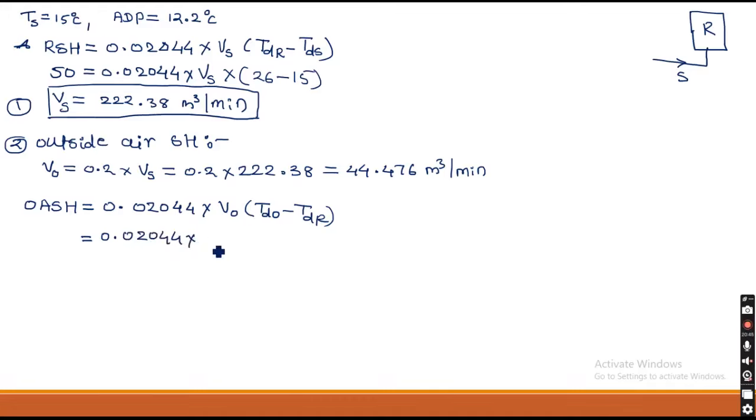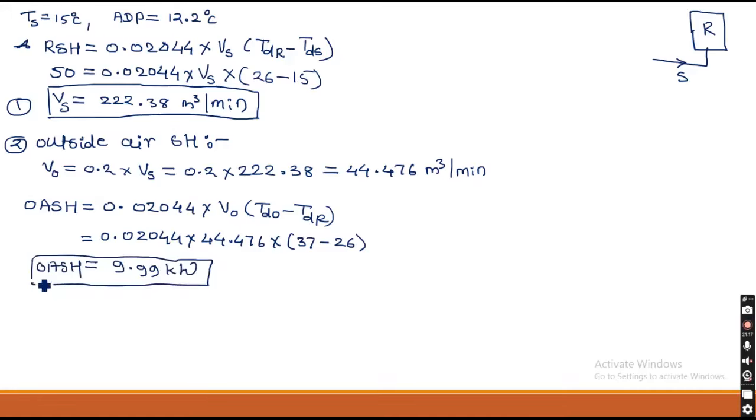44.476 multiplied by TDO, that is outside air. It is equal to how much? 37 degrees Celsius. So 37 minus 26, which is the room condition. If we calculate that, we get the value as 9.99 kilowatt. So the outside air sensible heat is calculated as 9.99 kilowatt. This is the second point that we can calculate.